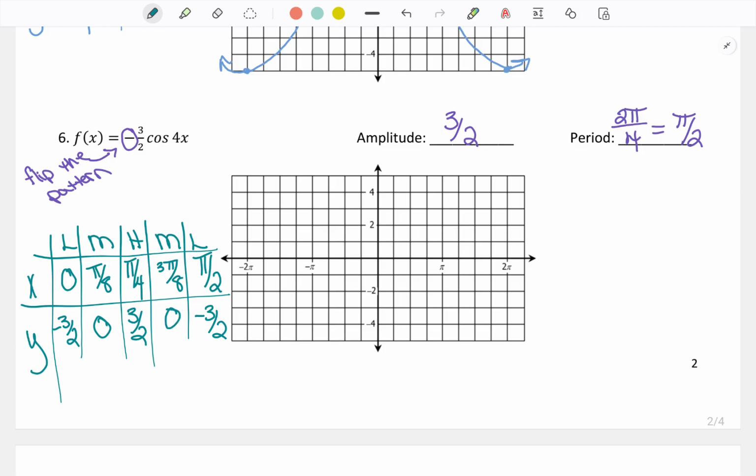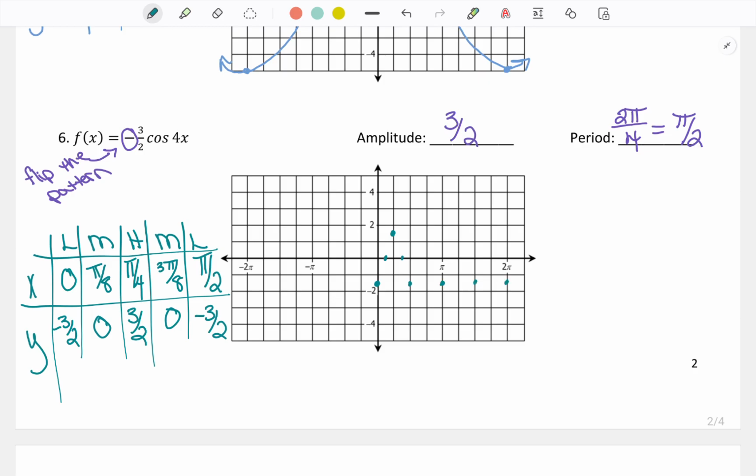So pretty much every block we're going to be at a high or a low, but we are starting out at -3/2. So we're going to be there at 0, and then at pi over 4, we're at positive 3 over 2. Of course, the 0 would fall in between. And then back at pi over 2, we're back at the low. So every 2 blocks we have a low.